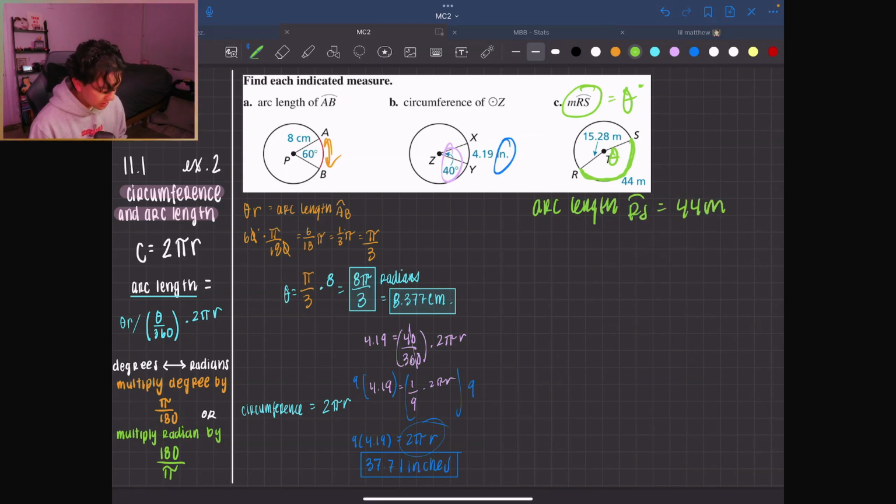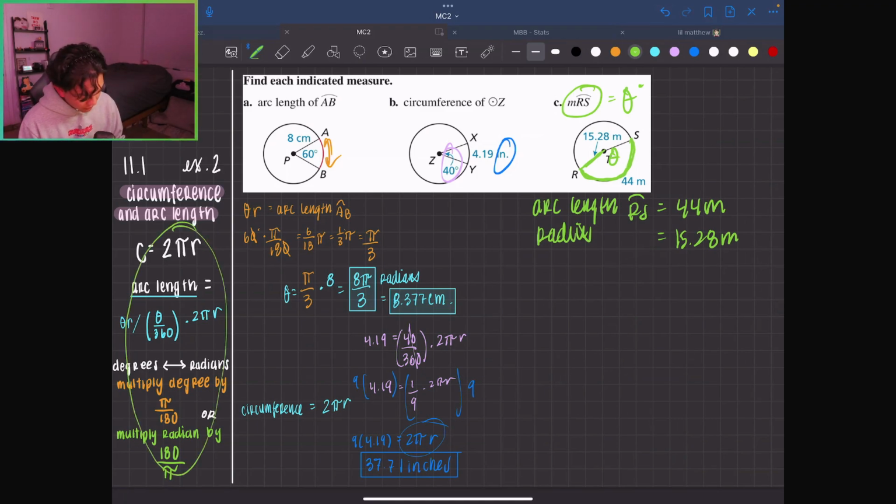What else is given to us? This portion right over here, this is our radius. Our radius is going to be 15.28 meters. And we want to find the measure of arc RS in degrees. So let's take a look at our formulas and see which is going to be our best bet here. Over here, I noticed that the arc length is going to equal theta in degrees over 360. And we want something in degrees, so let's go ahead and use this formula.